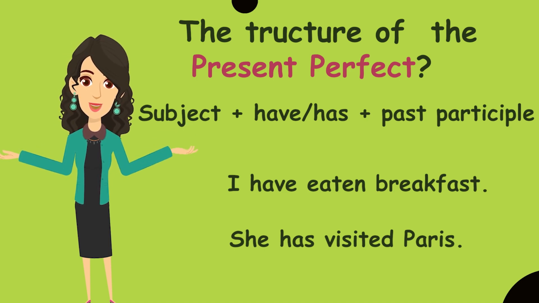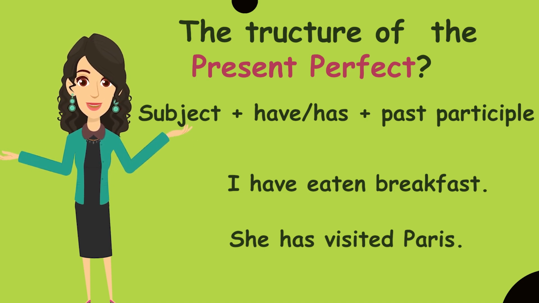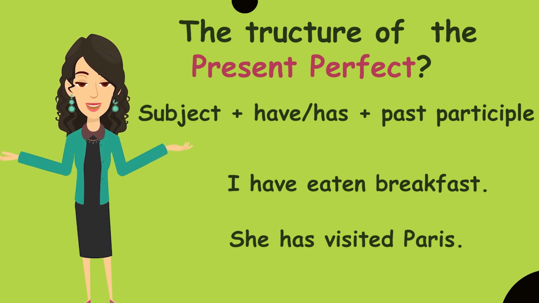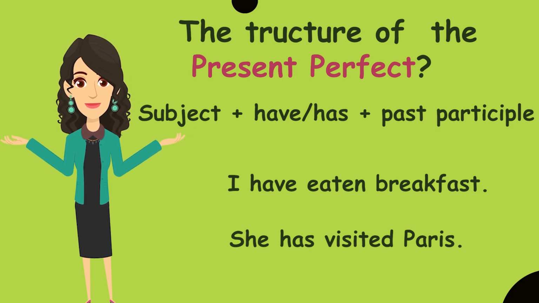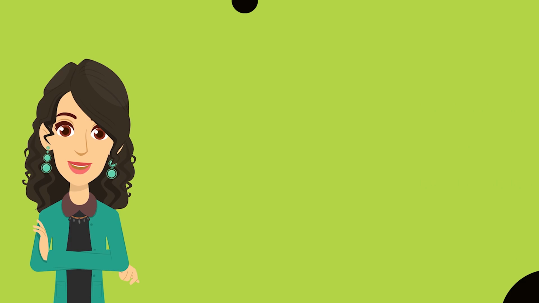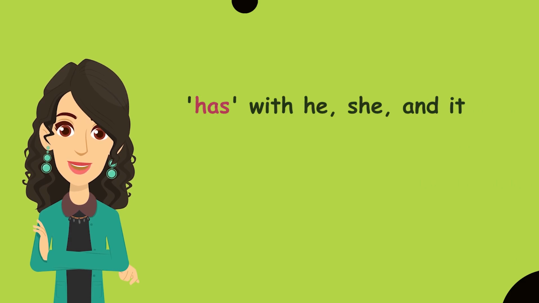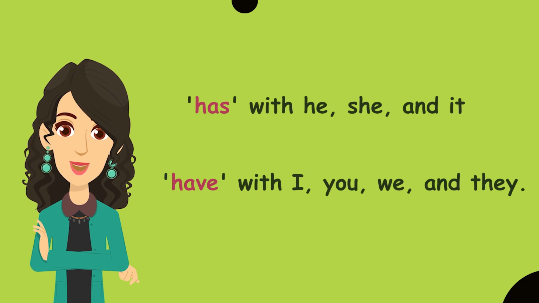for regular verbs. And for irregular verbs, you have to know them by heart. We will make a video in the future about the past participle. Remember, we use has with he, she, and it, and have with I, you, we, and they.